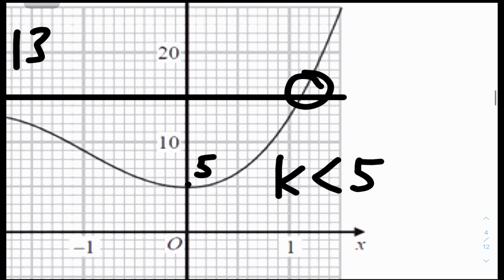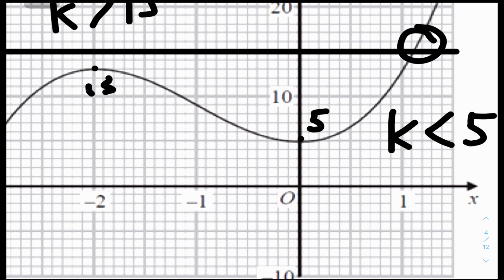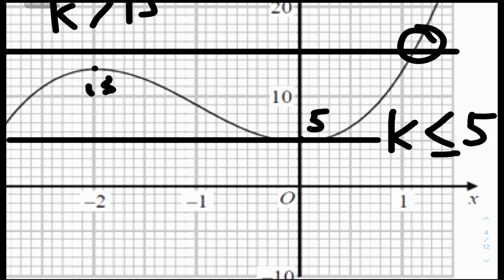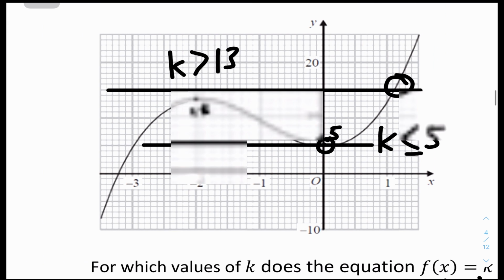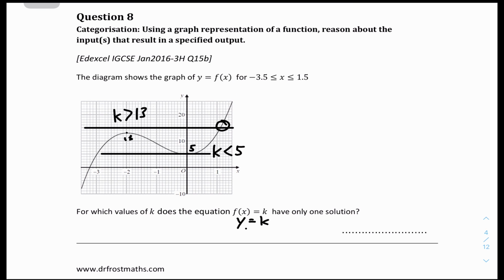And the reason why you can't have smaller than or equal to is because if you draw a line at y equals 5 and set k smaller than or equal to 5, this point also counts because it's also equal to 5. If k were to be 5, there would be two solutions, like this point right here and this point right here, which is incorrect. So we can't have an equal to sign. So the two solutions for k are k is smaller than 5 or k is bigger than 13.